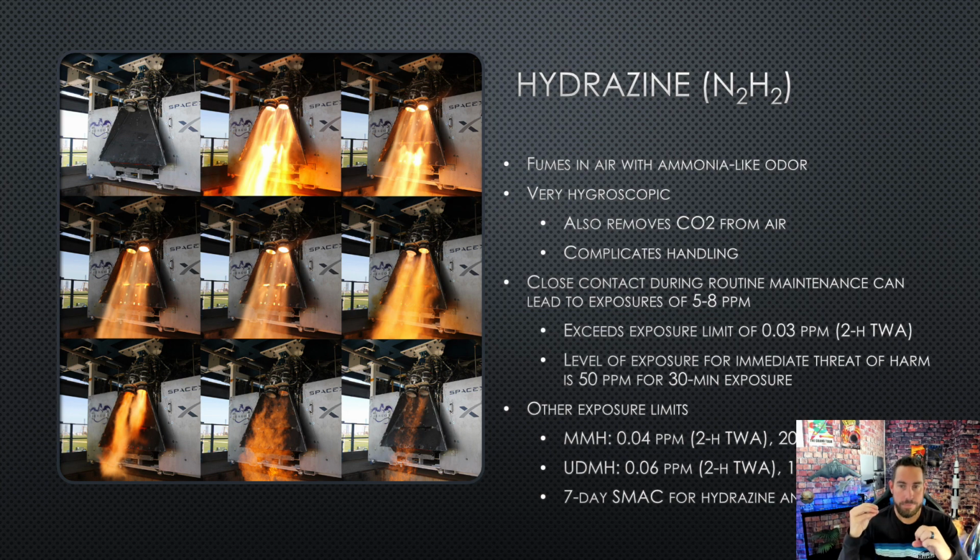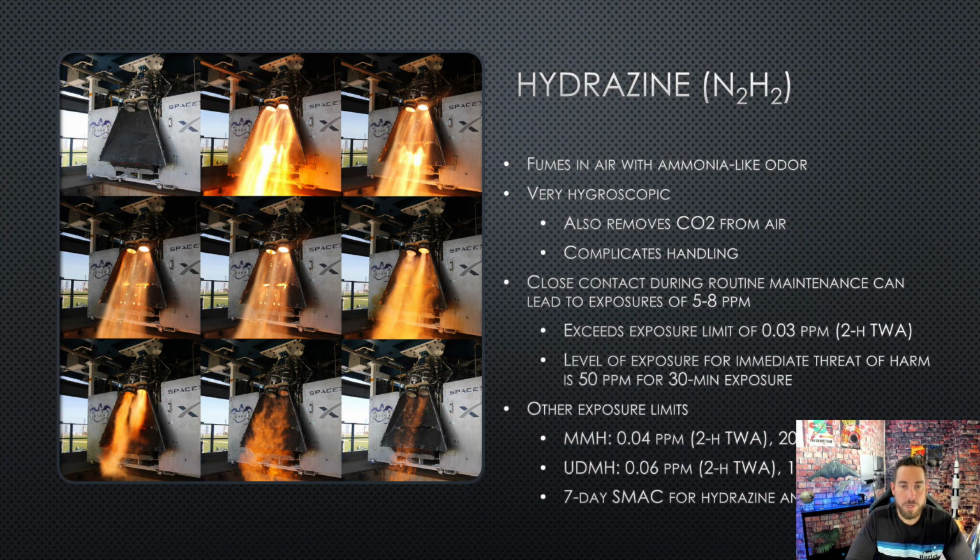Close contact during maintenance, so crew chiefs, maintenance crew working on the F-16, or even SpaceX engineers working on the Draco thrusters, can routinely come into contact with it. Routine maintenance can lead to exposures of about 5 to 8 parts per million. The 2 hour time weighted average is 0.03 parts per million, so you have to be a little bit careful. There have to be really strict safety protocols in place when you're dealing with this stuff. Otherwise, you can pretty quickly exceed that 2 hour TWA.